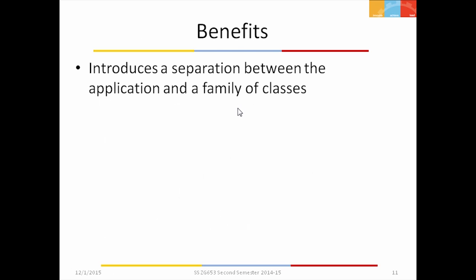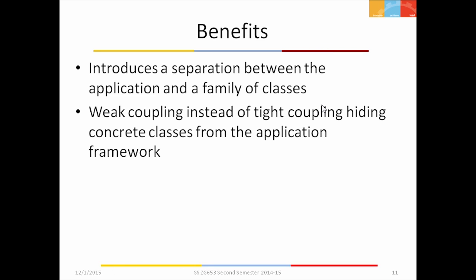So the benefits are, it clearly introduces a separation between the application and the family of classes. It creates a weak coupling instead of a tight coupling, and weak coupling is a good design practice for any modifiable code. If you are building a large application, you should always focus on making the coupling weak and cohesion strong. So here weak coupling is used instead of tight coupling.